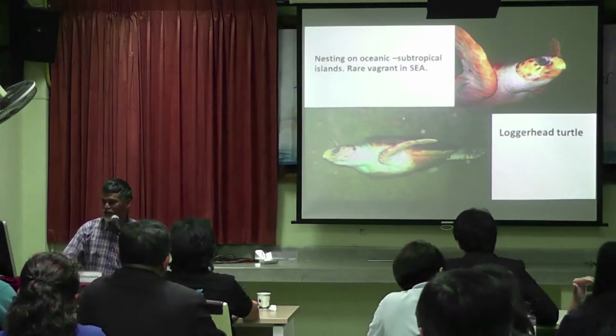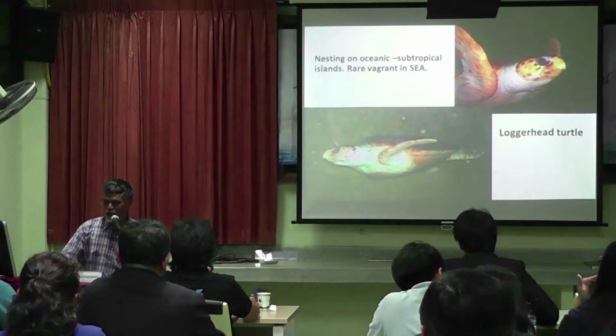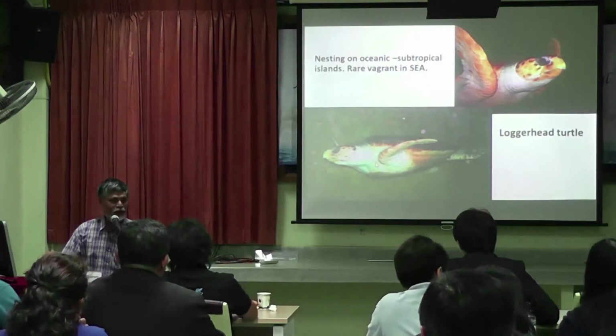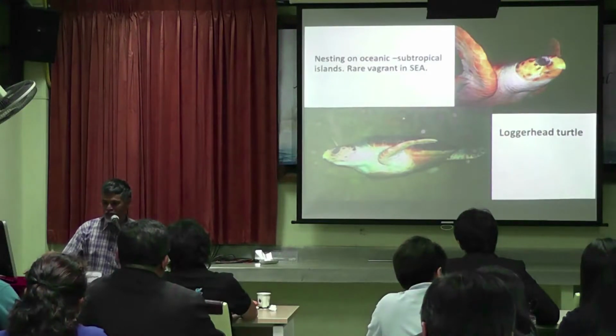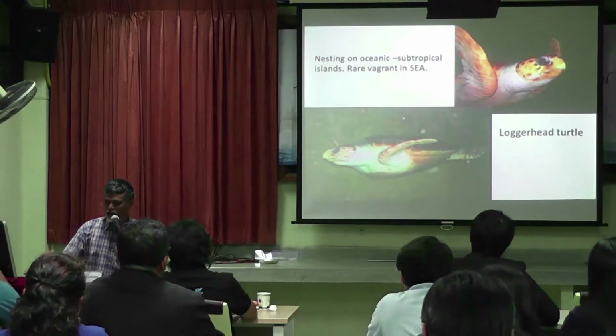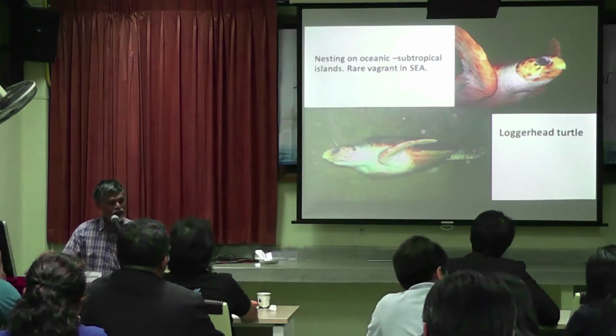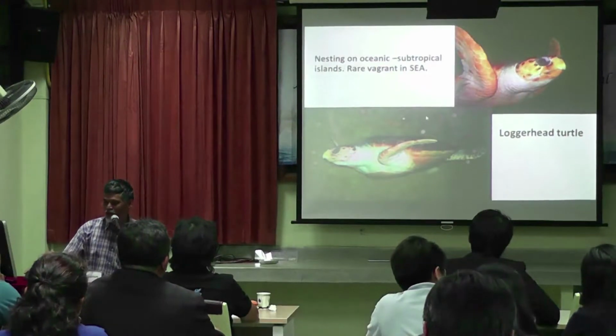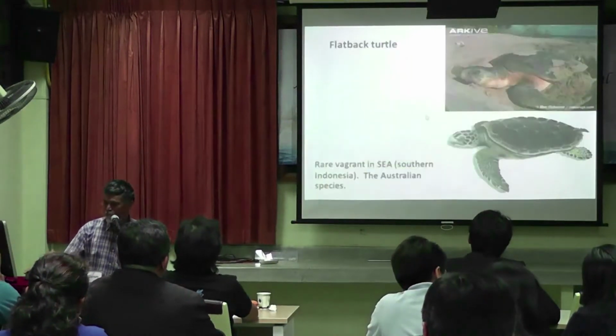So the loggerhead turtle is quite rare, and their nesting place is around subtropical islands, like in Japan or somewhere on a subtropical island. In this region, the main nesting place is in Japan, in Okinawa and some islands of southern Japan, but there is no nesting place around Southeast Asia.